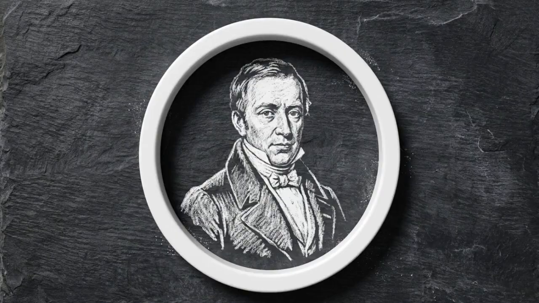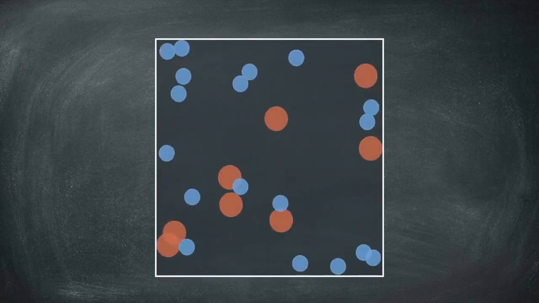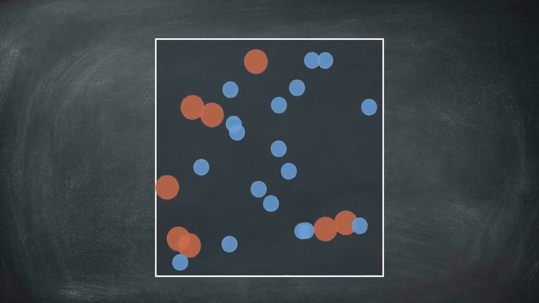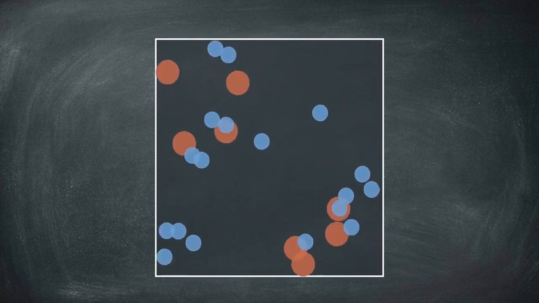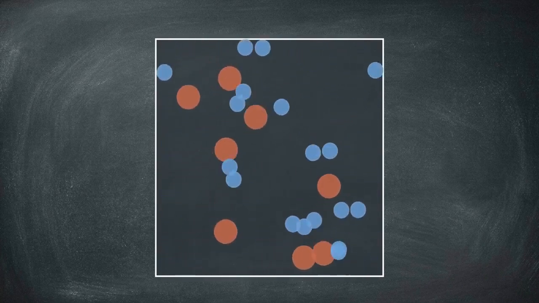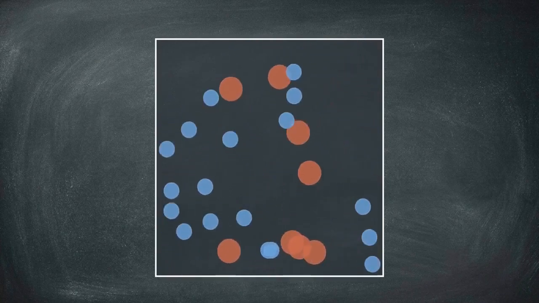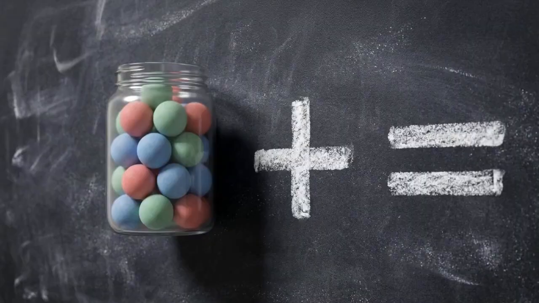To figure out what's happening inside, we rely on a rule discovered by John Dalton. Dalton realized that as long as gases don't chemically react with each other, they completely ignore their neighbors. One gas completely ignores the other gas. Dalton's law proves that the total pressure of a gas mixture is the sum of its independent parts.